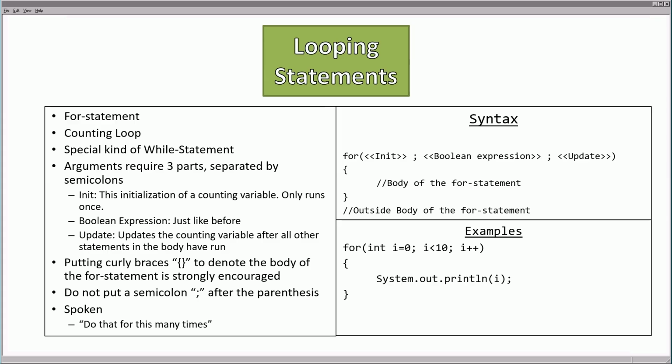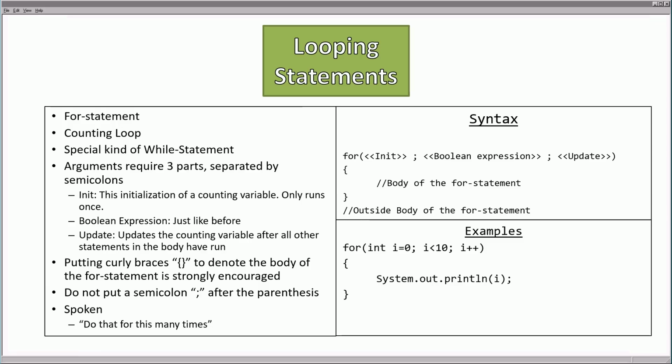Each different part of the arguments are separated using a semicolon. As we can see right here, this is the initialization, this is the Boolean expression, and here's the update, all separated by a semicolon. Now, just like everything before, I strongly encourage you to use the curly braces in order to denote the body of the for loop. And once again, do not put a semicolon after the parenthesis right here.